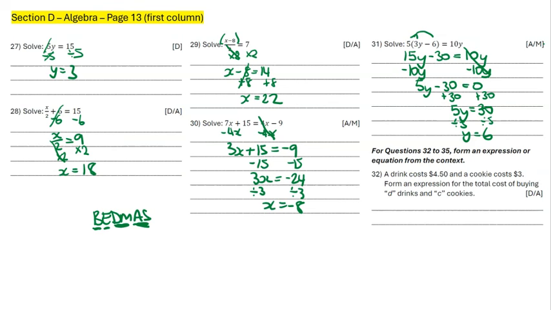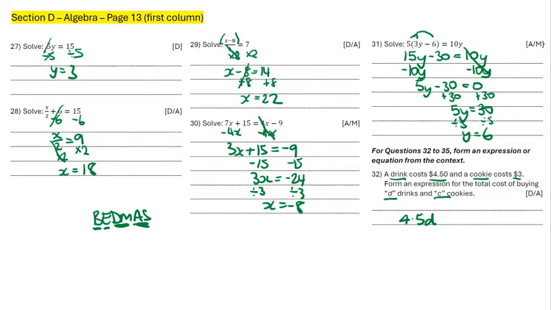So a drink costs us $4.50. A cookie costs us $3. Form an expression for the total cost of buying D drinks and C cookies. So this one here is easy. So we're going to go 4.5D. So that would find the total price of the drinks because you'd go 4.5 times the number of drinks.